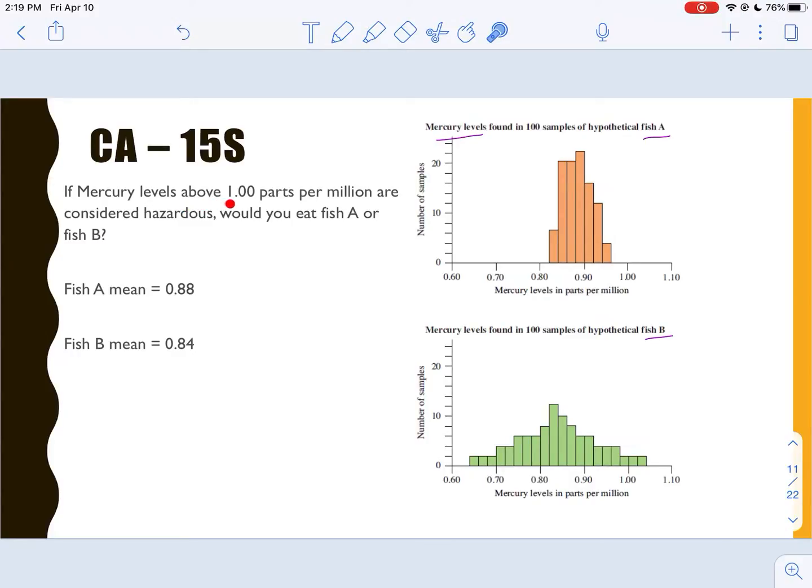So I'm actually telling you that the mean for fish A is 0.88, the mean for fish B is 0.84. If any mercury levels are above 1 part per million, then it's considered hazardous. So my question for you is, would you rather eat fish A or fish B? You can see here you have A and B. Which one would you rather eat, assuming that above 1 part per million is hazardous, below that you're okay? Go ahead and pause the video and think about it.